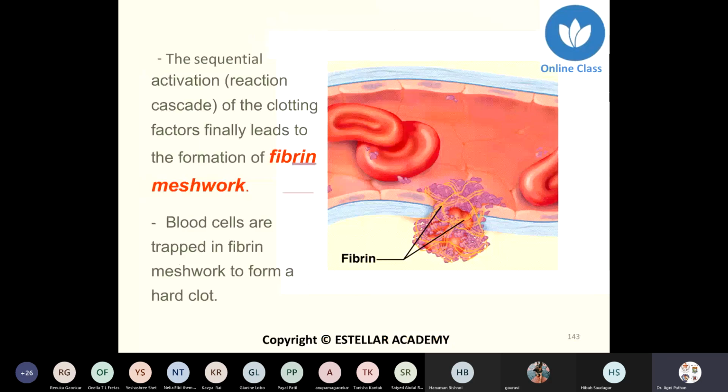Next, the sequential activation reaction cascade. I told you how the activation works: A will activate B, B will activate C. So it keeps on going in a sequence of the clotting factors, which finally leads to the formation of fibrin. Fibrin means a clot. Once a clot is formed with the fibrin, the blood cells are trapped in the fibrin mesh to form the hard clot. Along with the fibrin clot, the cells that have been trapped along with this network, now the clot is formed.